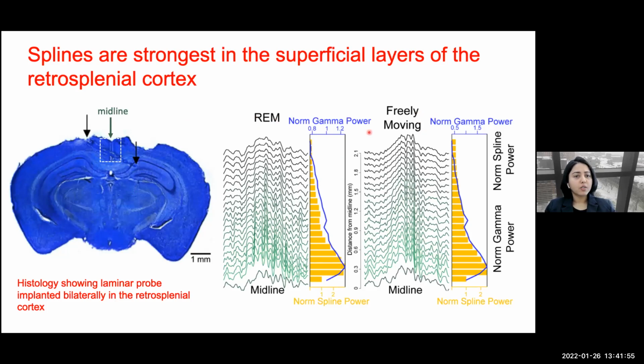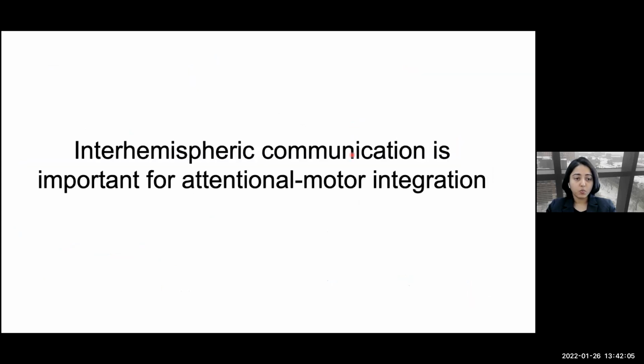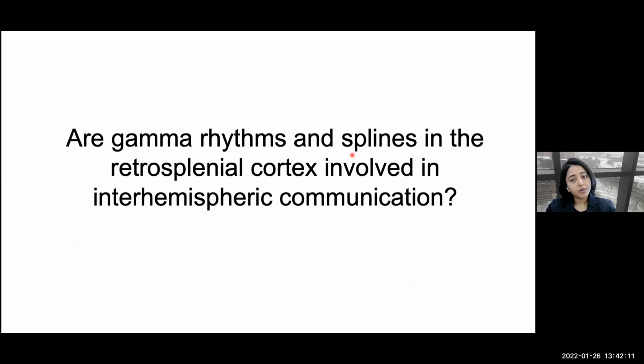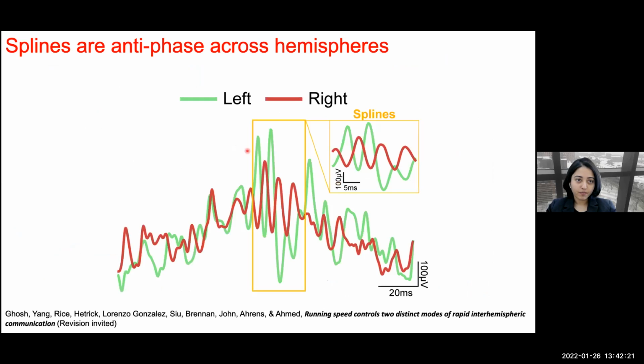So given the presence of this unique oscillation, we wanted to know if they're involved in long distance communication, and specifically during interhemispheric communication, which is important for attentional motor integration. So we asked if gamma rhythms and splines in the retrosplenial cortex are involved in interhemispheric communication. And we saw something very interesting.